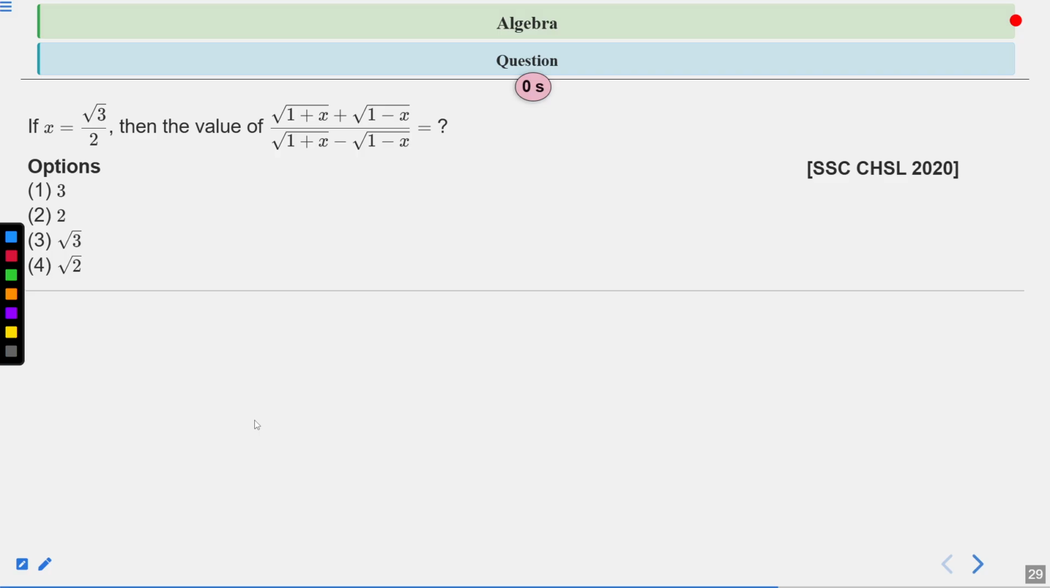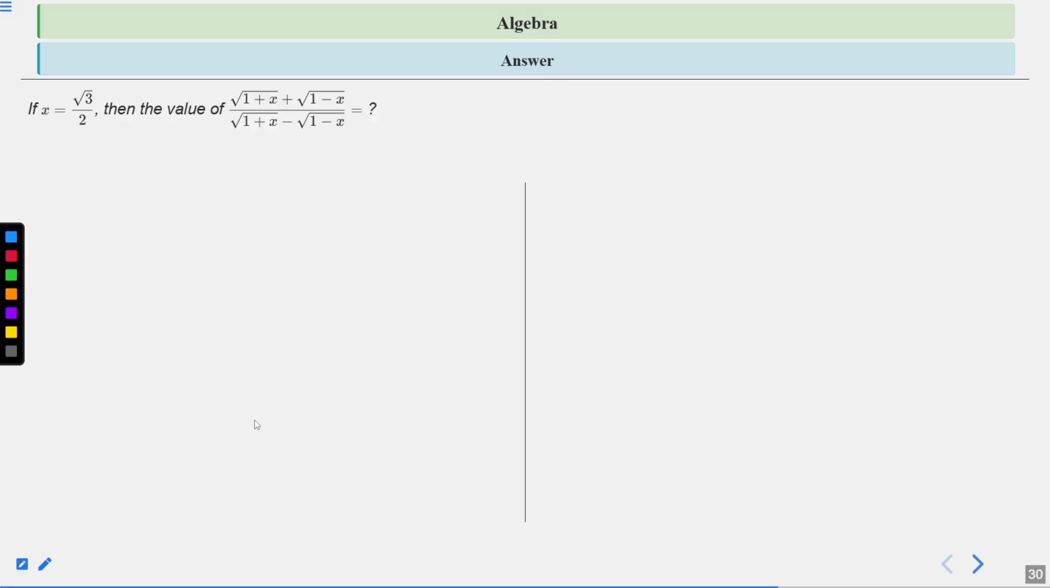Now time's up. Let's see the solution of this question. The question says that x is given, which is root 3 by 2, so what is the value of under root 1 plus x plus under root 1 minus x, whole upon under root 1 plus x minus under root 1 minus x? We can calculate it. The correct answer of this question is the third one, which is root 3.